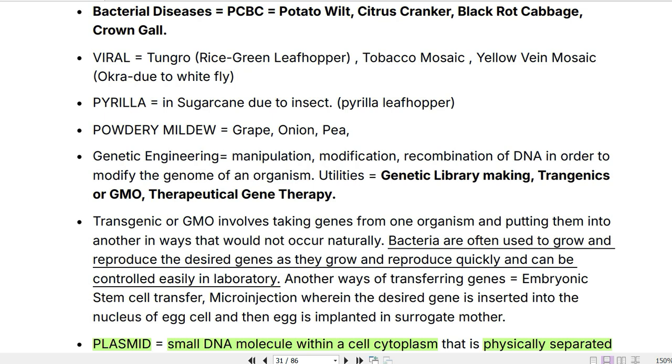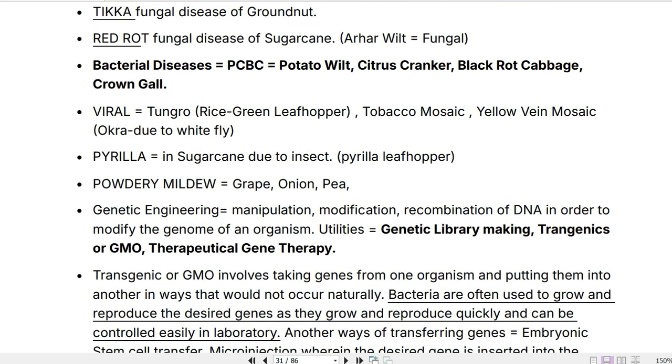Whereas here you have to take genes from one organism and put them into another in ways that would not occur naturally. So bacteria are often used to grow and reproduce the desired genes as they grow and reproduce quickly and can be controlled easily in the laboratory. Now, genetic engineering is the manipulation, modification, recombination of DNA in order to modify the genome of an organism. All of this comes under genetic engineering. Now its applications include genetic library making, transgenics, and therapeutic gene therapy.